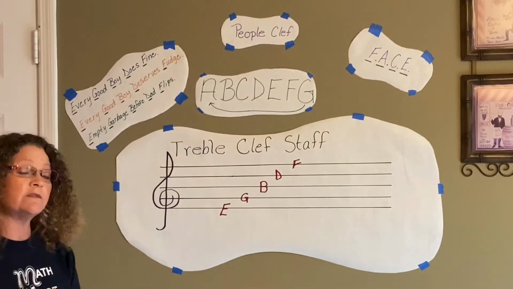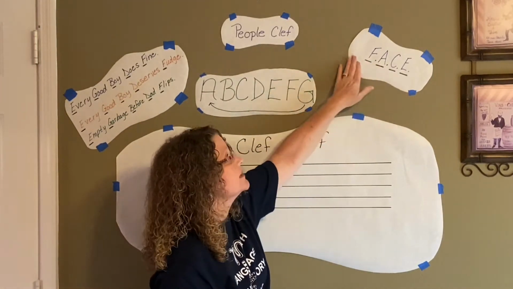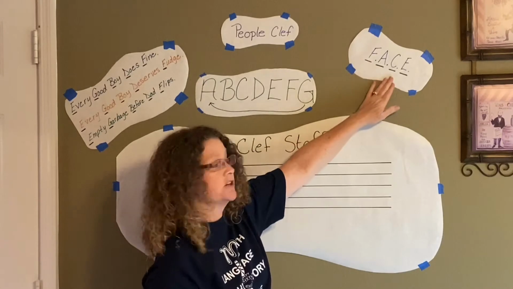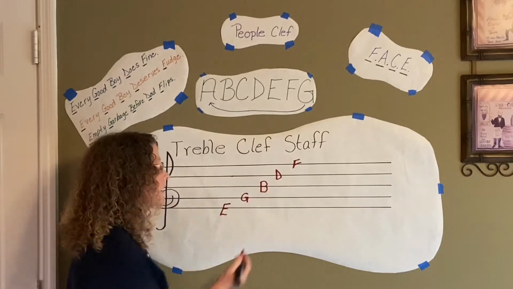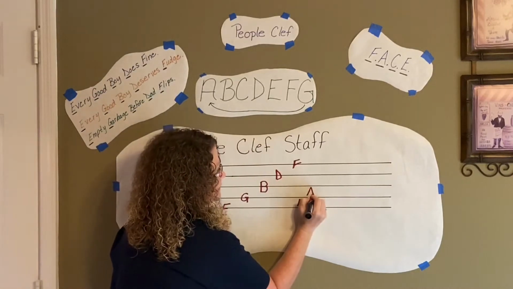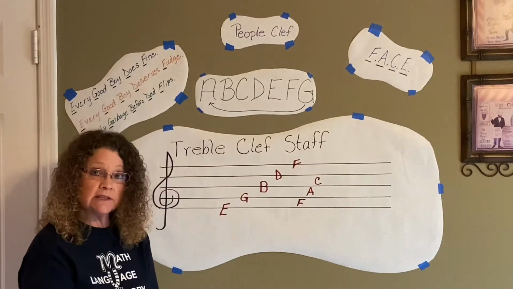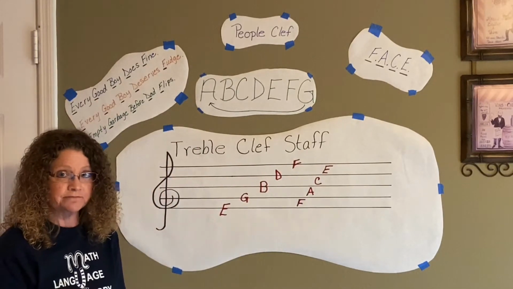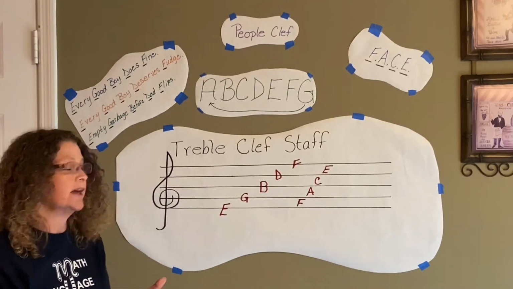Now your spaces, we have 4 spaces. Our spaces actually spell a word all on their own, and it is face. The first letter underlined is F, second is A, third is C, and fourth is E. And that is because space 1 on the treble clef staff is F. Space 2 is A. Space 3 is C. And space 4 is E.